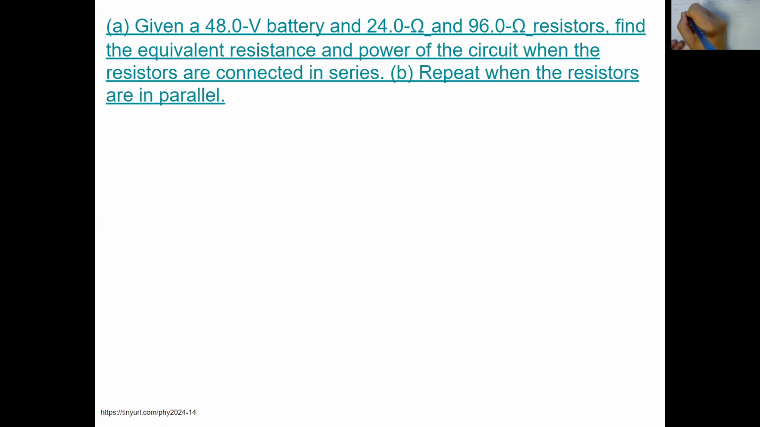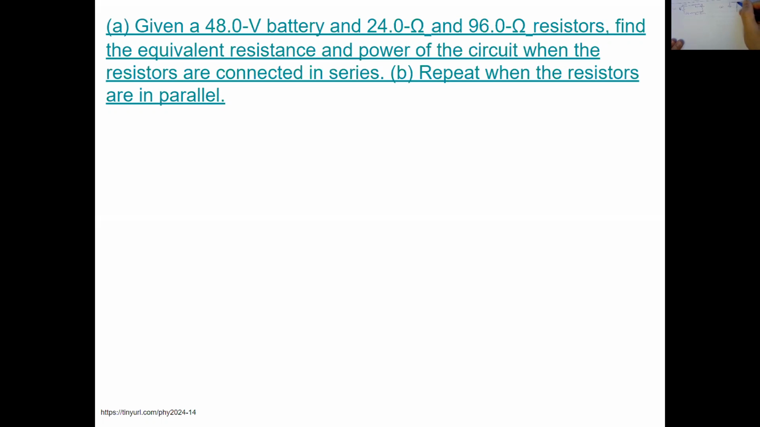In the first one, they are in series. There's a battery over here which supplies 48 volts, and the two resistors are in series: R1, R2, and V, or epsilon if you want to use epsilon. Epsilon is 48.0 volts, R1 is 24 ohms, and R2 is 96 ohms. In B, you'll have them connected so that they are parallel to each other.